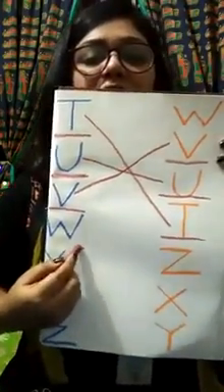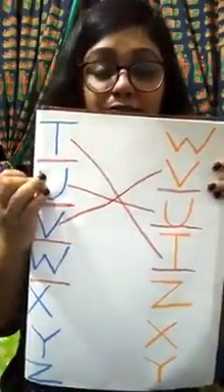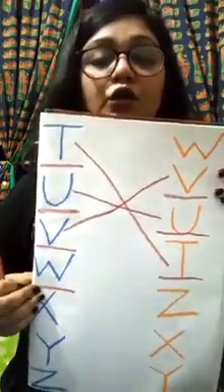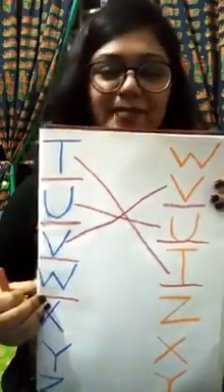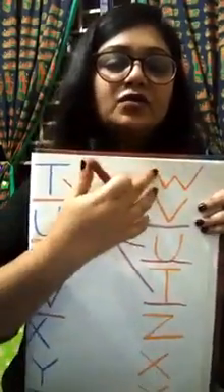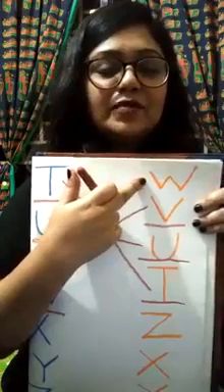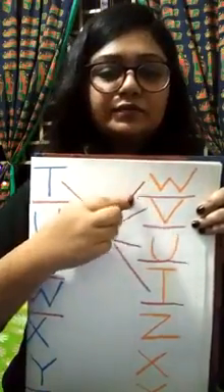All right. After V comes W. W for watermelon. Watermelon mane tormuj. Watermelon is a fruit. Yum yum. Okay, let's find out the W here. Is this W? Yes, this is the W.